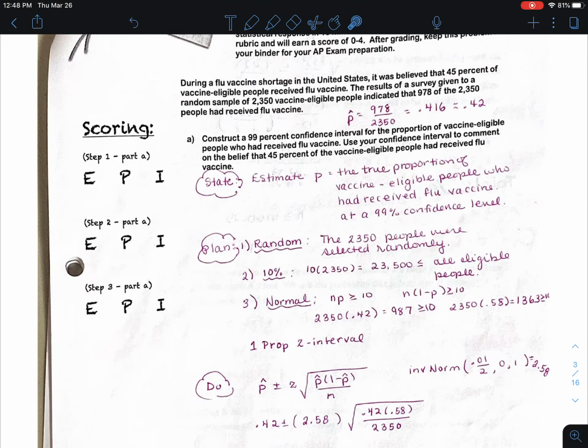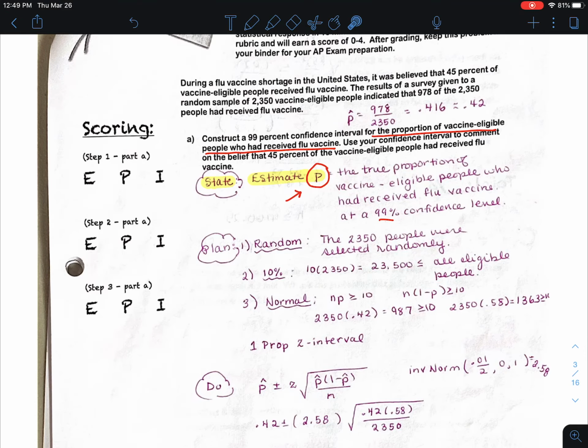Okay, do not forget this do step. You need to state what you're estimating, and this is absolutely crucial. You are always framing your confidence intervals around trying to estimate a population parameter. So these are either mu's or they are p's, okay? And then you're just going to grab from up here in the directions. We are making a 99% confidence interval for the true proportion of vaccine-eligible people who had received the flu vaccine. We're saying at a 99% confidence interval.